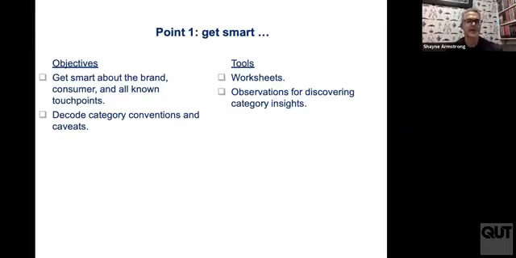You've got to decode category conventions and caveats. So what's accepted about the category? For example, Coke is purely a party drink. Okay, it's not. Those of you who drink Coke don't just drink it because you're at a party. If ever, people use it as a mixer or as an energy drink, as a way to stay awake and for an energy hit. So again, you've got to break down the conventions and associations with it.